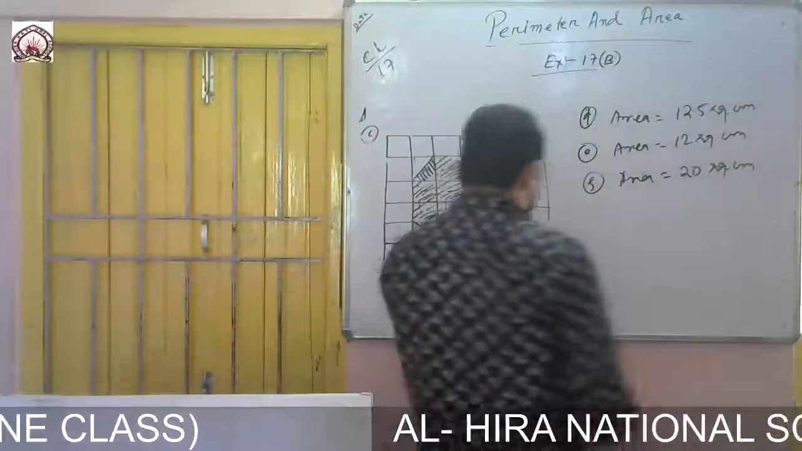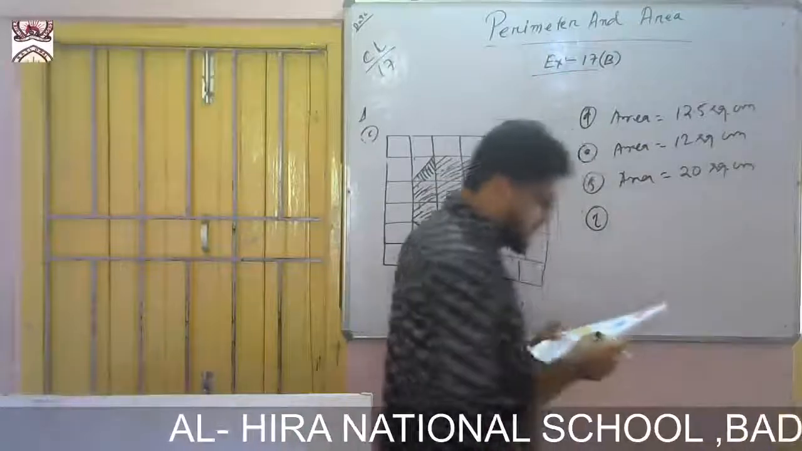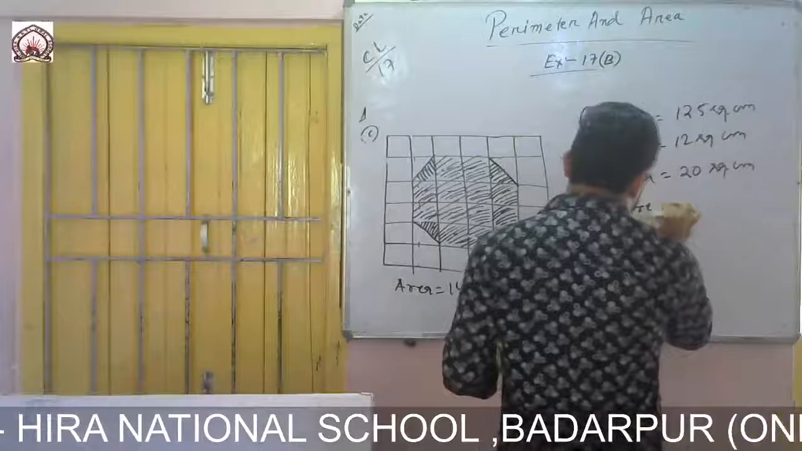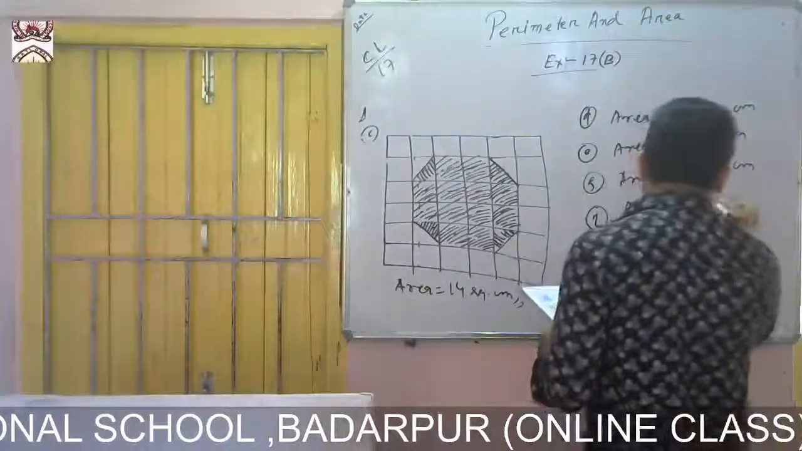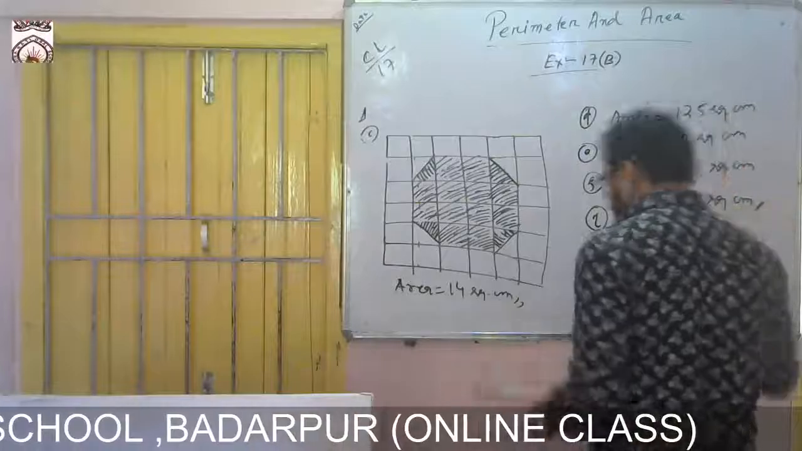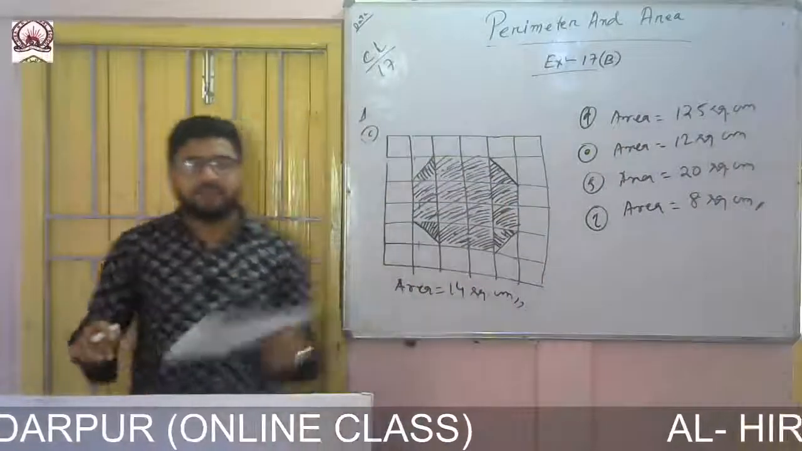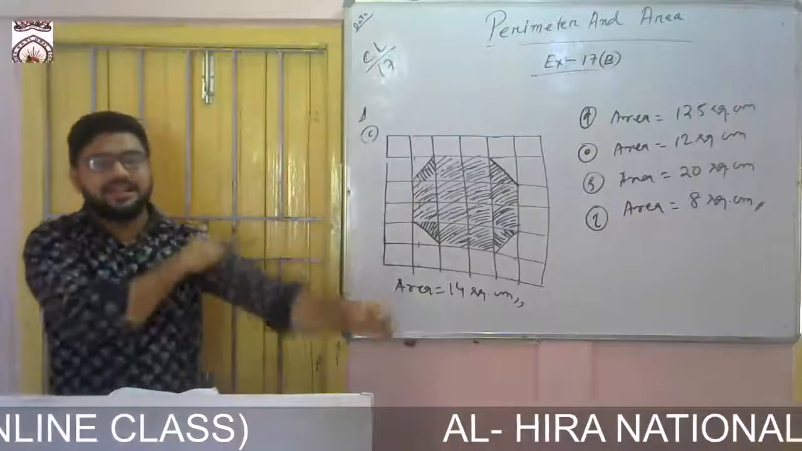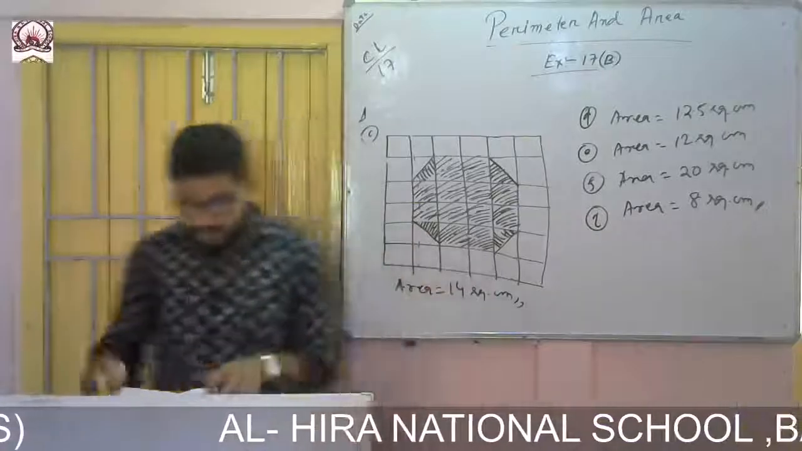So like this, if you come to I, you will get area 8 square centimeter. Then the other you practice. These are as easy as this one. If less than half, then ignore it. If exactly half, then take another half. If more than half, then take it as 1. Nothing more than that.